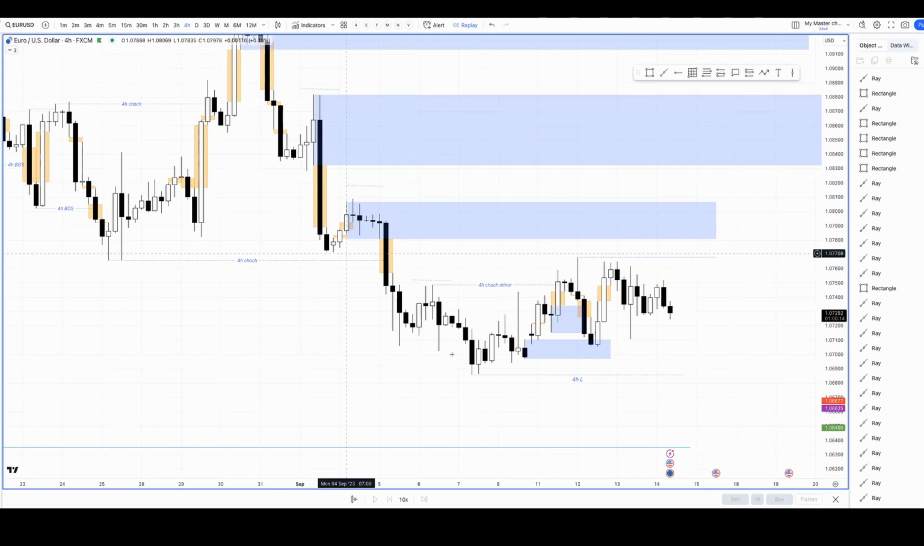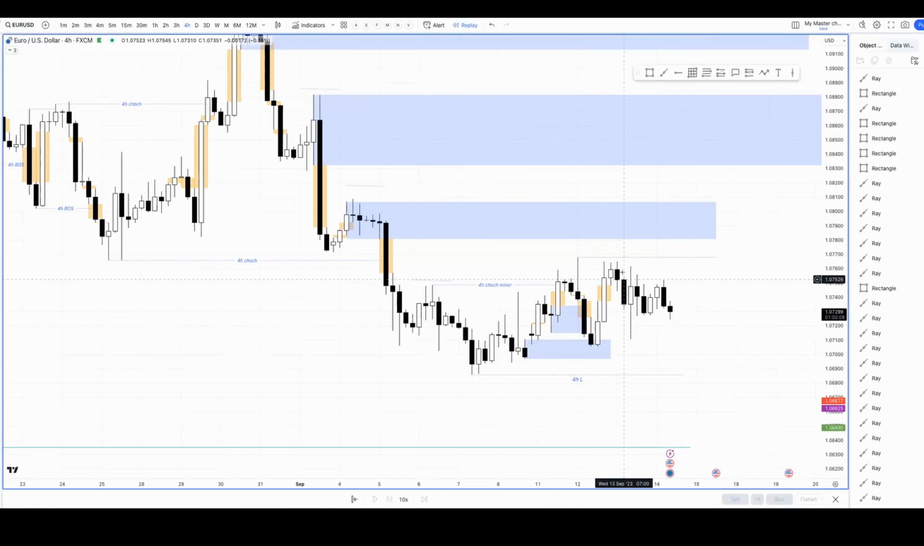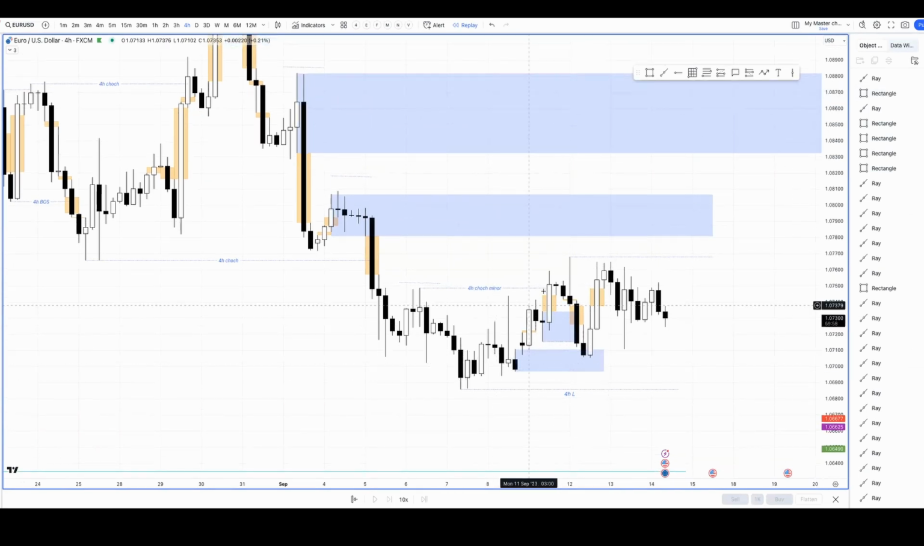Our Choch failed and we collapsed. None of these demands held. So it could just be a failed Choch and we just collapsed through the lows. However, this is definitely whatever longs, whoever took longs from here, 100% valid trades, because we've got minor Choch.